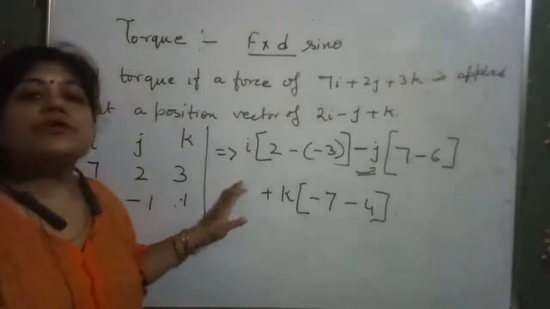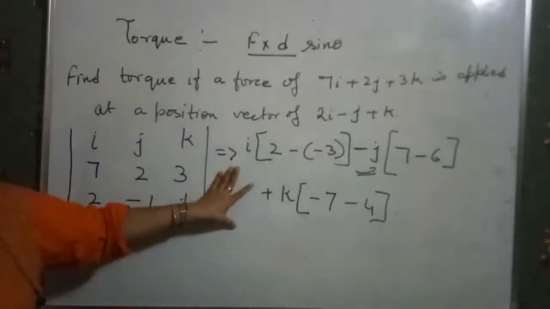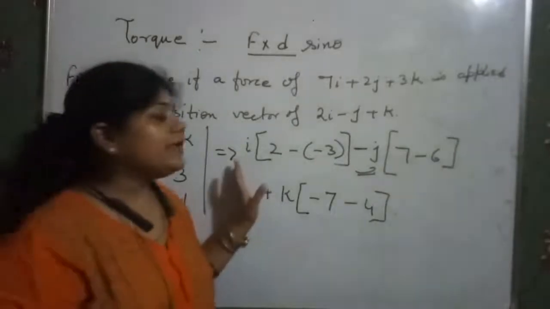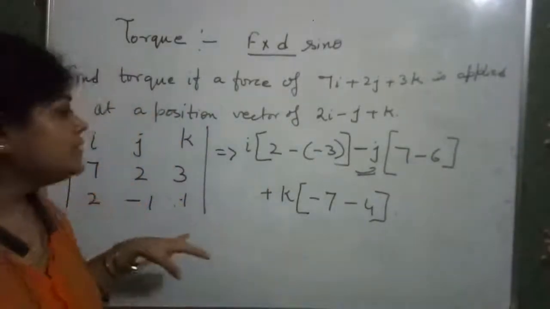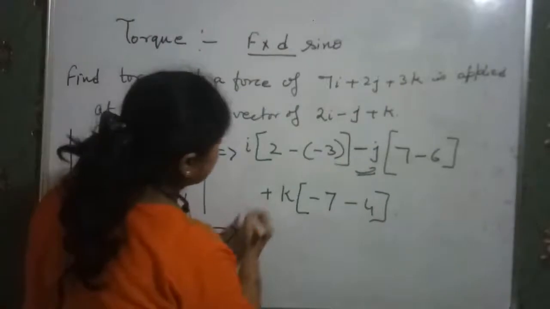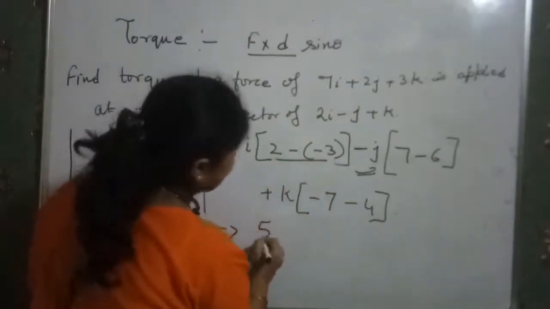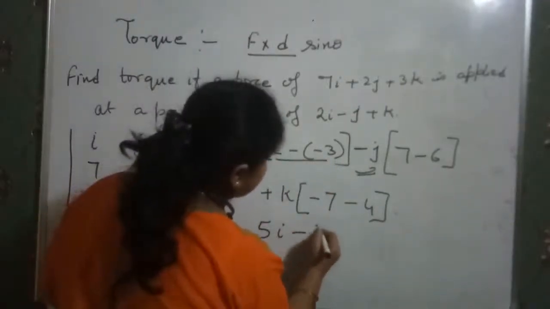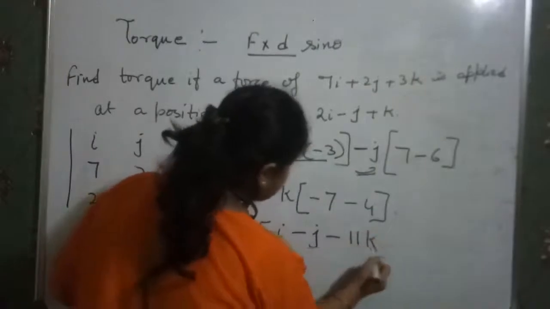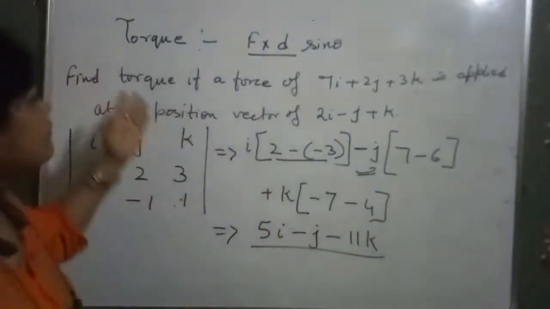If you don't know how to find the scalar and vector product, I will give the link in the description box and you can check it from there. So we have, this is plus, so 5i minus j minus 11k. So this is the torque for this question.